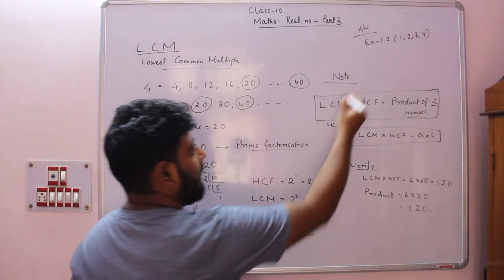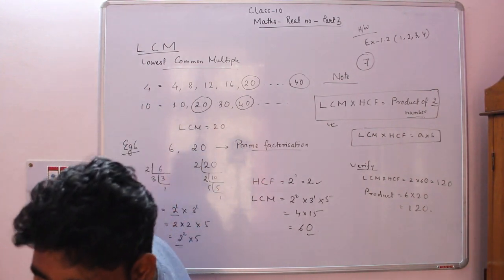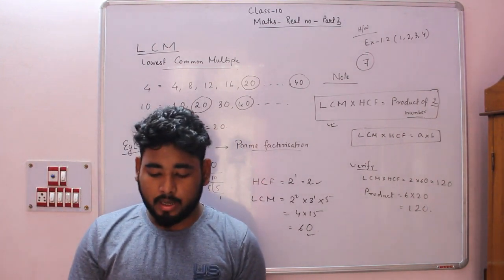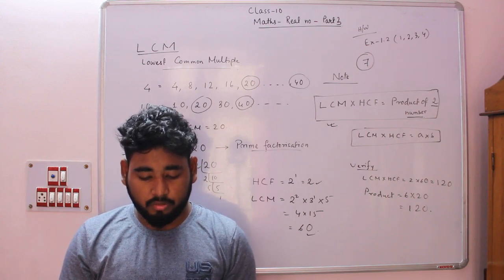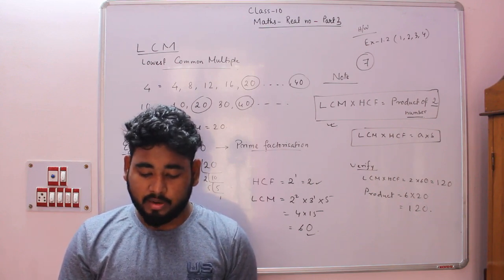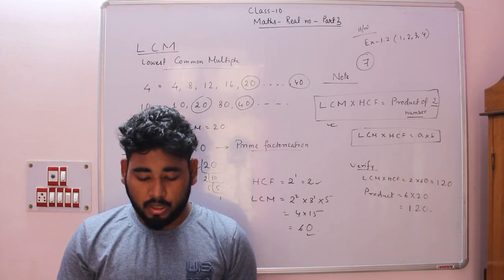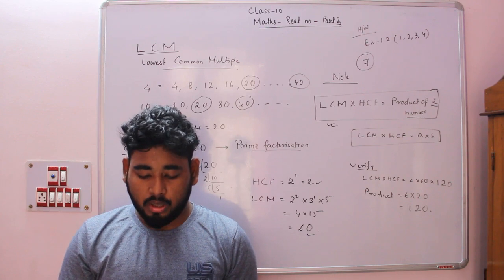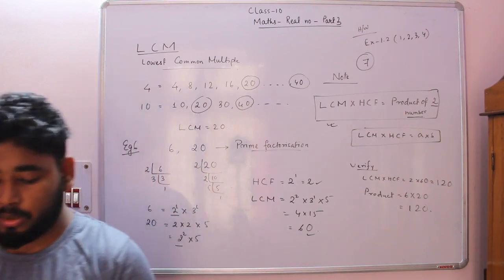Question number 7. Let me introduce the question to you. There are circular paths around a sports field. Sonia takes 18 minutes to drive one round, while Ravi takes 12 minutes. Suppose they both start at the same point and go in the same direction. After how many minutes will they meet at the starting point? So this is the question.